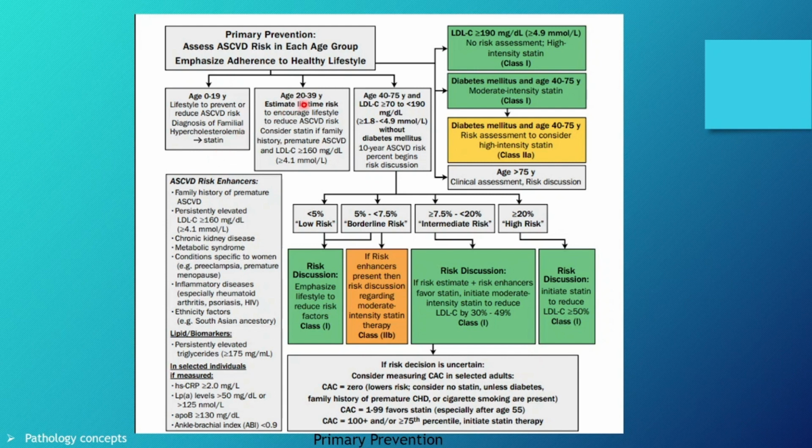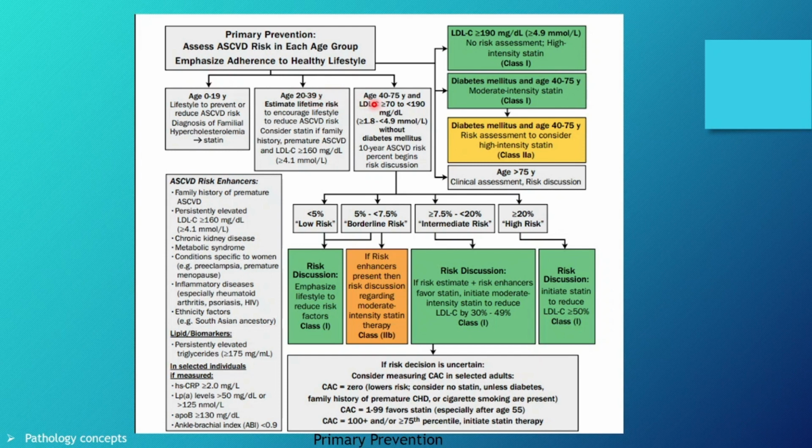Let's see age 20 to 39 years. Estimate the lifetime risk and encourage lifestyle modification to reduce ASCVD risk, and consider a statin if the family history is positive, premature ASCVD is present, and LDL cholesterol is more than 160 mg per dl. In these three conditions, a statin is started in the age group of 20 to 39 years.